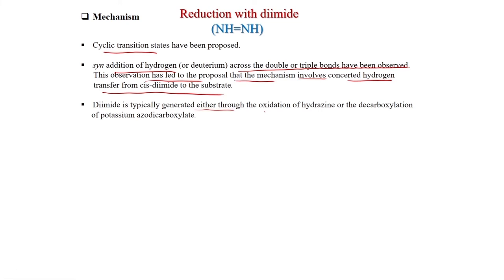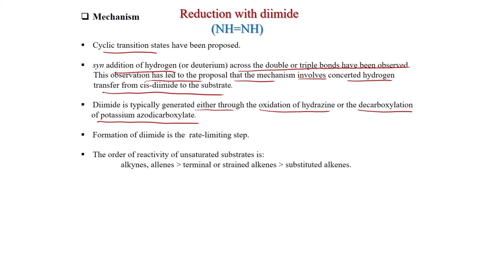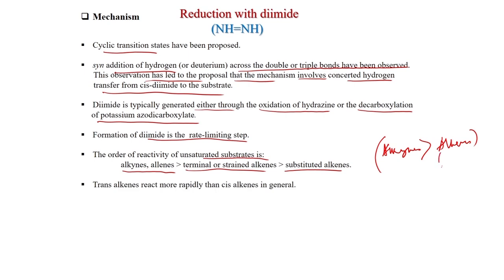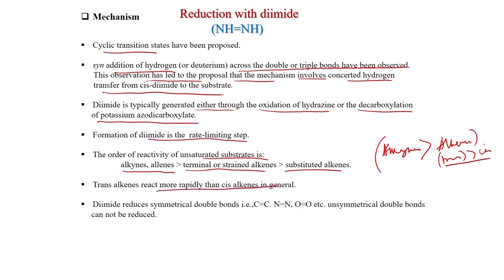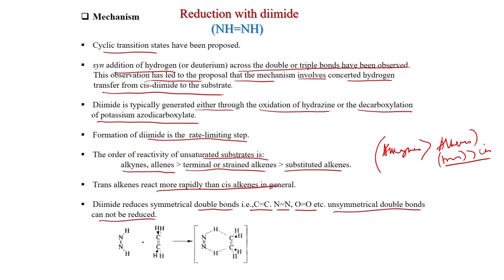Diimide is typically generated either through the oxidation of hydrazine or the decarboxylation of potassium azodicarboxylate, that we will see. Potassium azodicarboxylate can also generate the diimide. Formation of diimide is the rate limiting step. The order of reactivity of unsaturated substrates is alkynes, allenes, then terminal alkenes, and then substituted alkenes. So, alkynes are more reactive than alkenes, and here we will see trans alkenes react more rapidly than cis alkenes. Diimide reduces symmetrical double bonds: C double bond C, N double bond N, O double bond O. However, unsymmetrical double bonds cannot be reduced. So, this is very important, and this is the transition state.